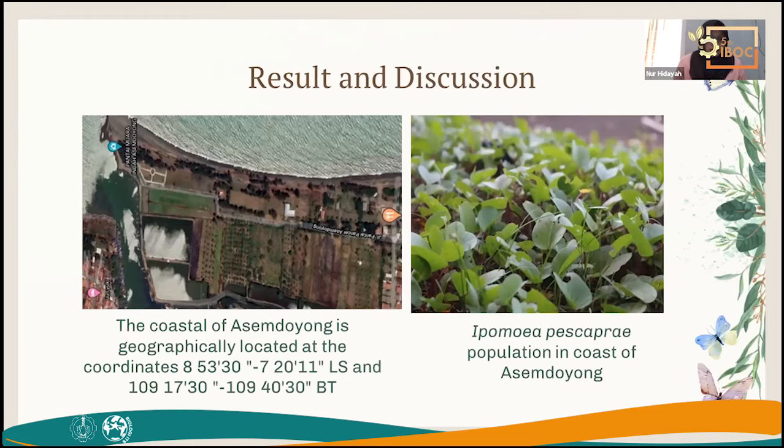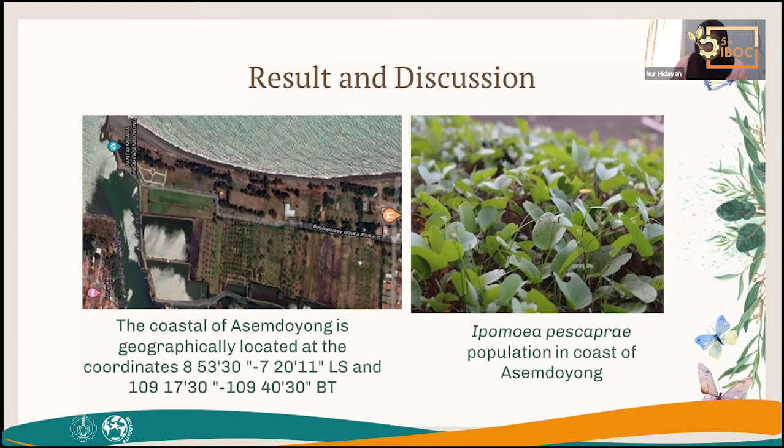And this is the result and discussion. This is the area of the Asam Doyong beach, which is geographically located at this coordinate, and the population of Ipomoea pes-caprae, or beach morning glory. This plant requires direct full sunlight to carry out photosynthesis. Ipomoea is an evergreen plant that lives on sandy coastal areas and is very tolerant to high salinity. This plant has rapid growth. Its rapid growth has made the population of Ipomoea pes-caprae in Asam Doyong quite tight.